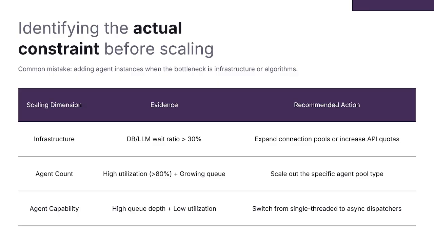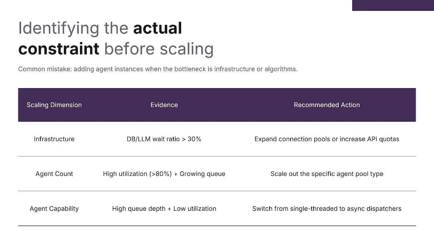So these are what we discussed in section 6.1. So identify the actual constraint before scaling. Make sure you identify what needs to be scaled, what the problem is, what is slowing down the system before you actually scale. Common mistakes here are adding agent instances when the bottleneck is infrastructure or algorithm. So when you have an infrastructure problem, don't go and be adding more agents. When your algorithm is not right, don't go and be scaling infrastructure. You'll be spending money in the wrong place.